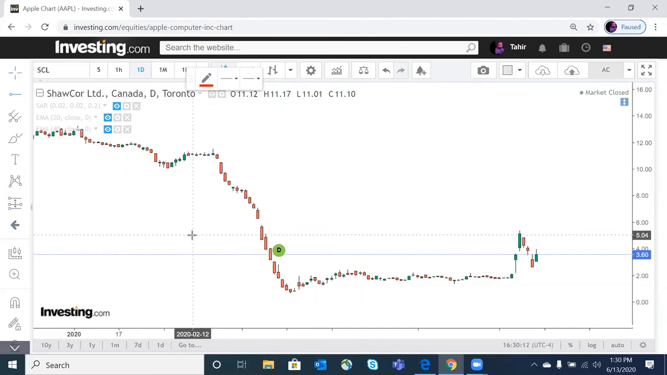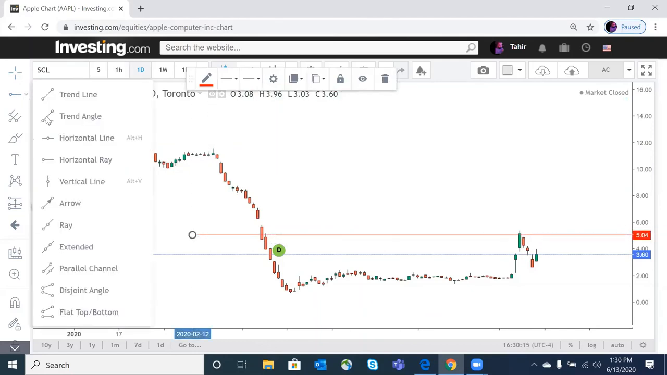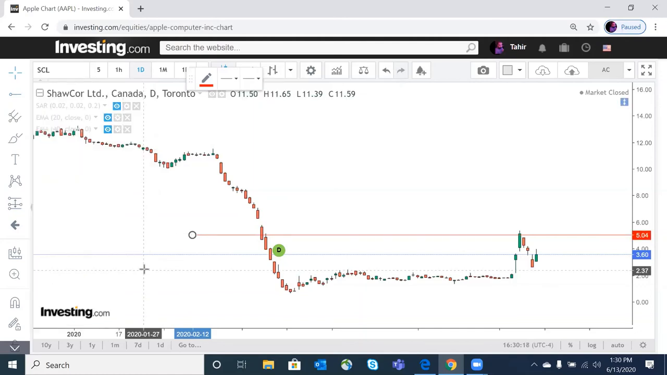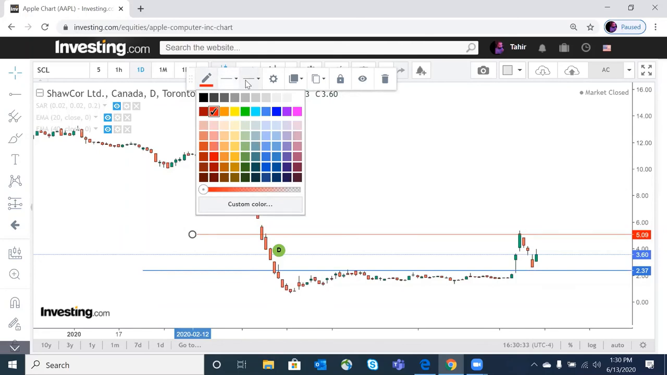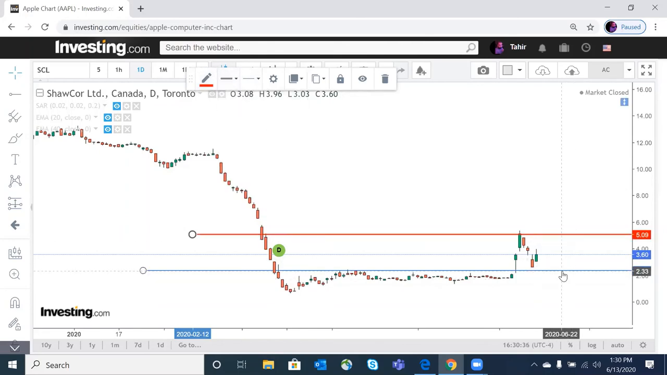So let me do it real quick here. This is the resistance and this is the support level here. Okay, let me change the color. Support level. I hope the lines are visible, or I need to make it a little bolder. Okay, this is the resistance, 5.09, almost five. This is the resistance level, and the support level for this stock seems to be at 2.37, although it didn't touch exactly 2.37, but here it touched multiple times. It was very, very close to its support level.